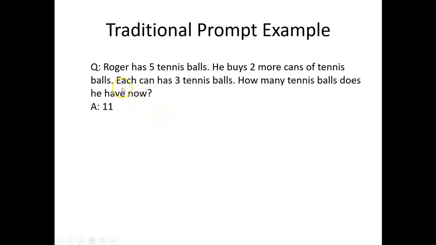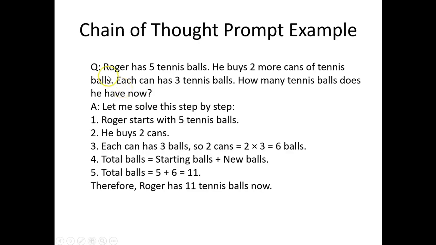But with COT prompting, the AI walks us through its thought process step by step. Roger starts with 5 tennis balls. He buys 2 cans of tennis balls. Each can has 3 balls, so 2 times 3 is equal to 6 balls. Adding this together, 5 plus 6 is equal to 11. So the total is 11 tennis balls. See how COT makes the solution more transparent and understandable.